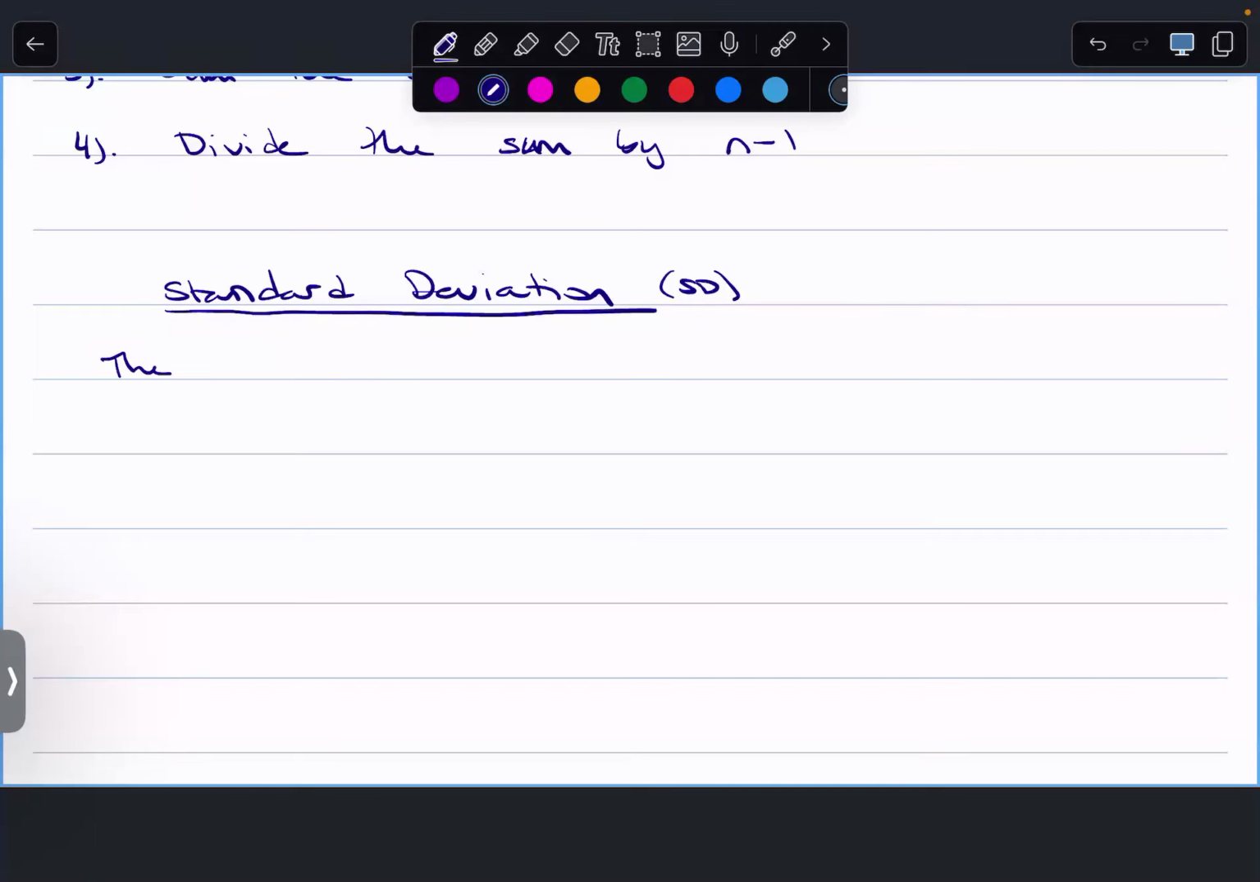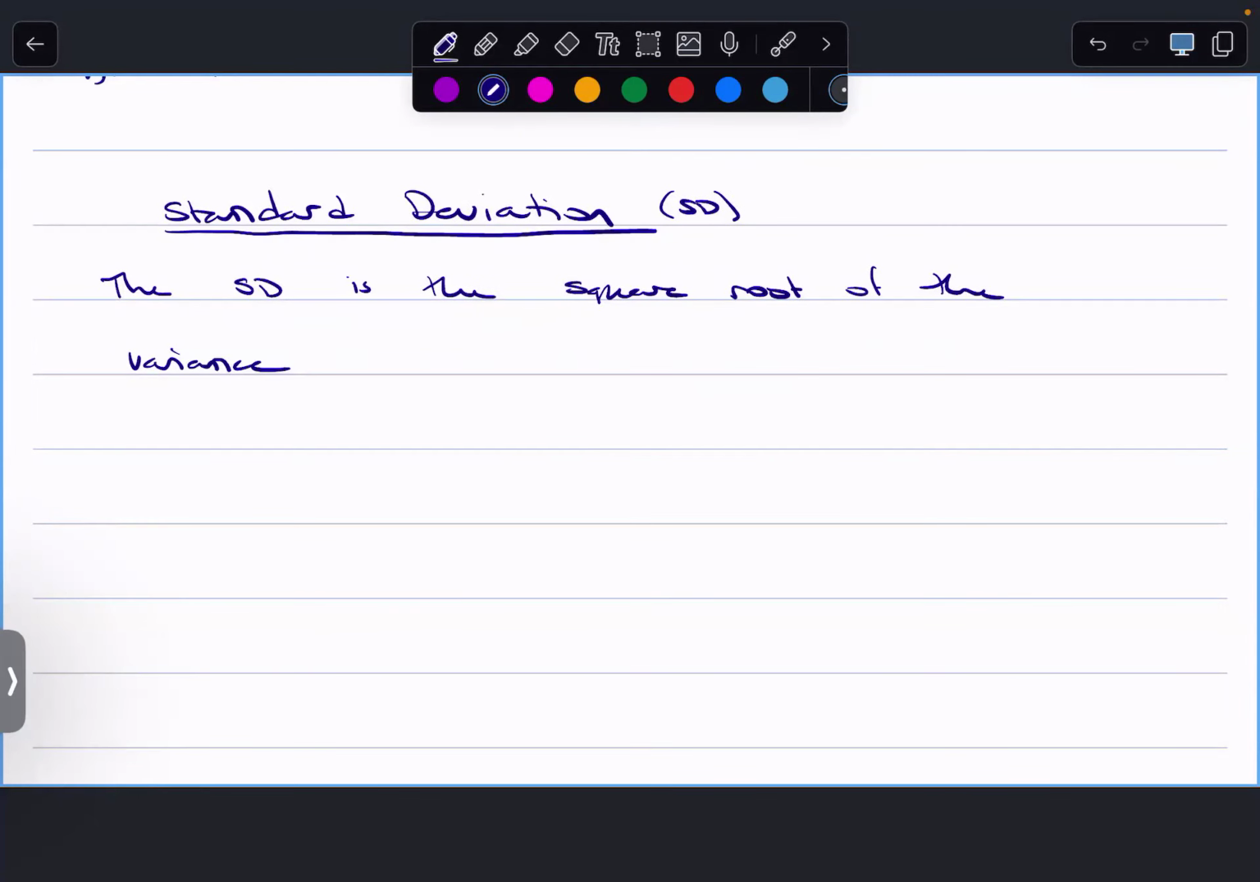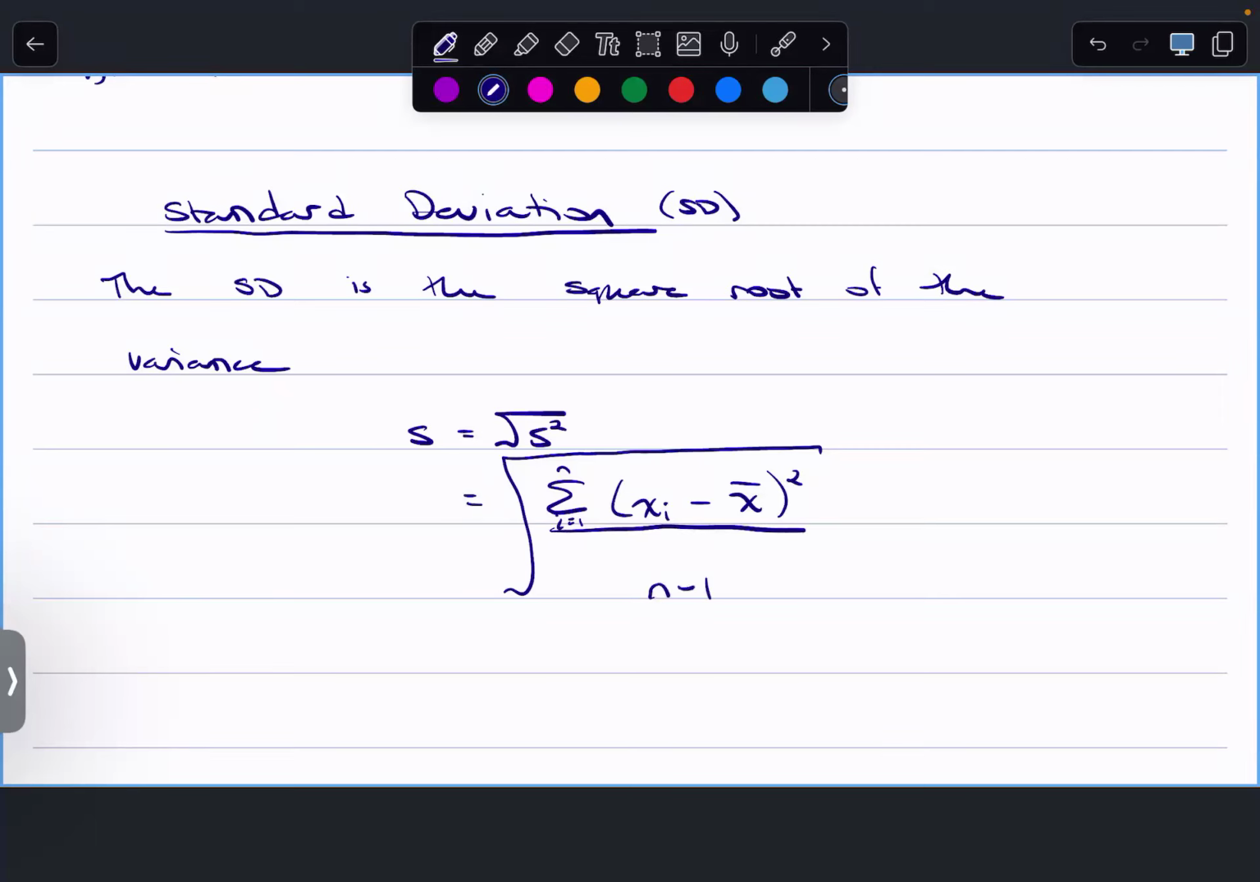So the standard deviation is the square root of the variance. Lowercase s is the square root of s squared, plus or minus the square root, but we can't have a negative spread, so I just ignore it. Okay. The square root of s squared, well, s squared was the sum from i equals 1 to n of (xi minus x bar) squared divided by n minus 1, all square rooted, is the formula for the standard deviation. So this is now the standard deviation.